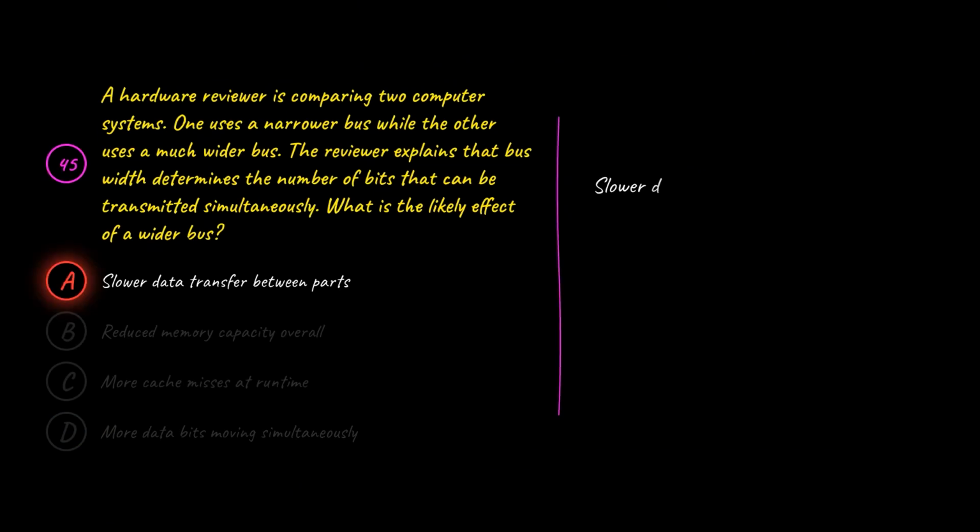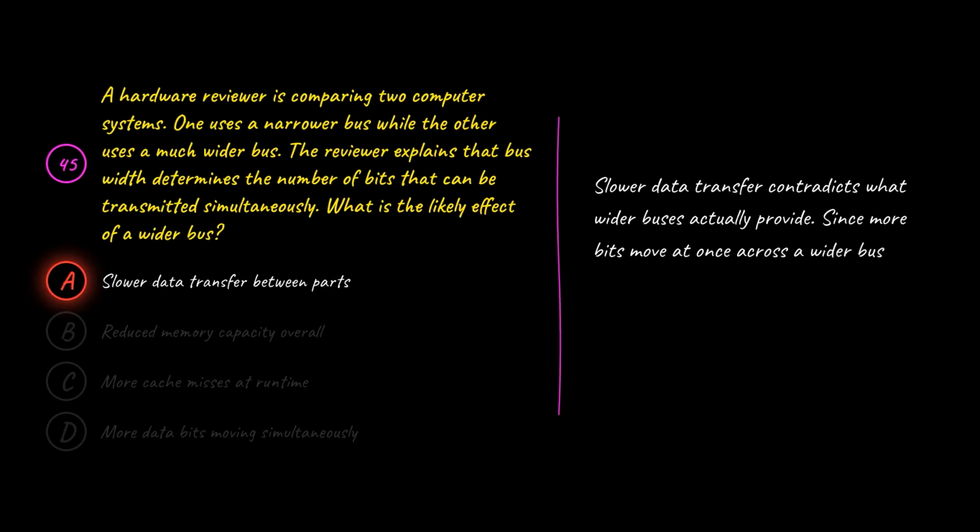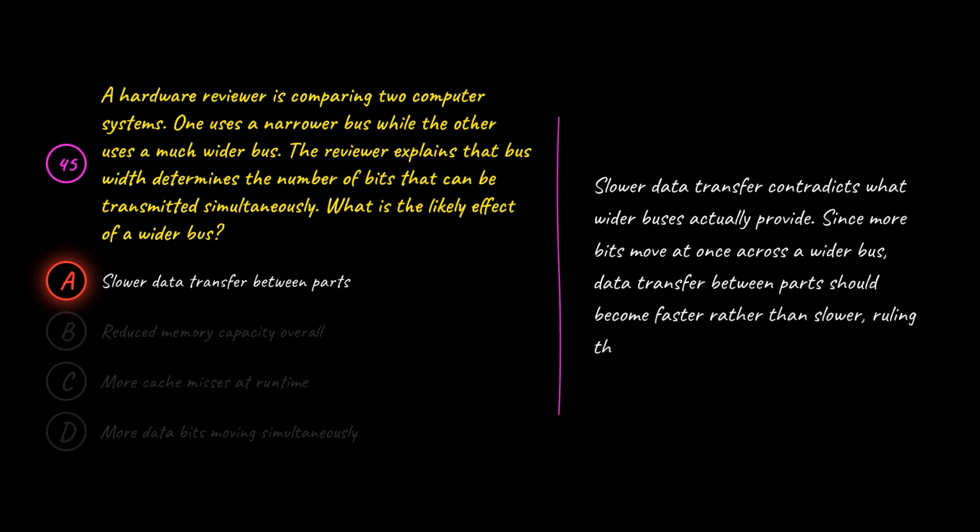A is wrong because slower data transfer contradicts what wider buses actually provide. Since more bits move at once across a wider bus, data transfer between parts should become faster rather than slower, ruling this option out entirely.